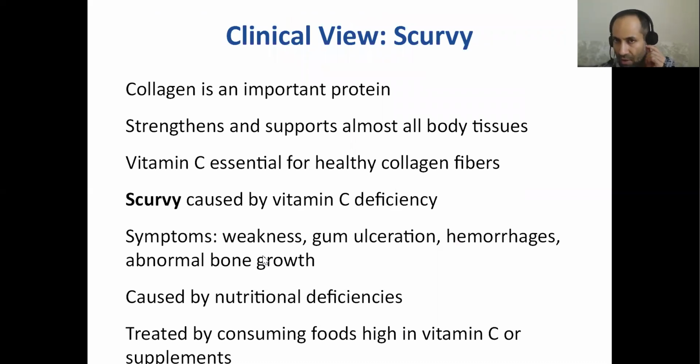So another clinical picture that we are looking at here is something called scurvy. And scurvy is caused by deficiency of vitamin C. Vitamin C is found in citrus fruits, pineapples, oranges, lemons, lime, right? Mangoes, tropical fruits, basically the orange and the yellow ones.